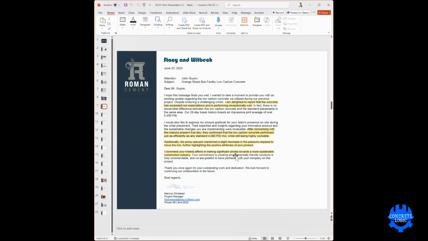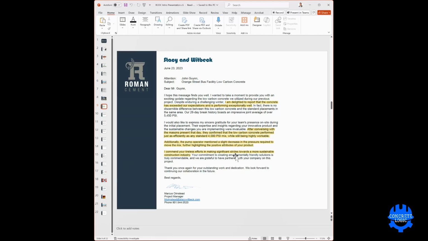As far as finishability, the second paragraph says, after conversing with the masons present that day, they confirmed that the low carbon concrete performed just as efficiently as any 4,000 psi mix while still being highly workable. And then the pump operator said that there was a decrease in pressure required to move the mix. So it further highlighted its workability.